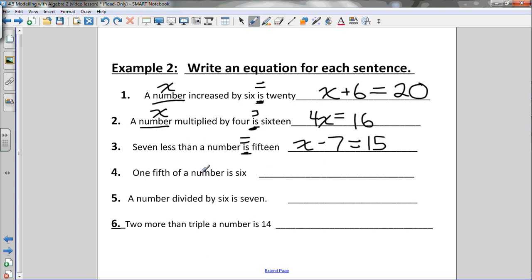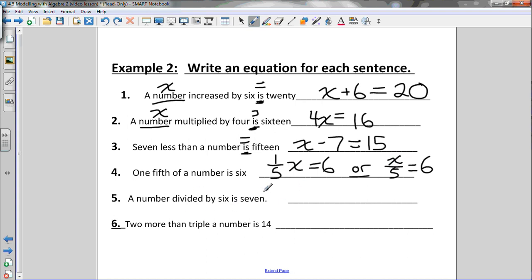Number 4, 1/5 of a number is 6. I can do this a couple ways. I could write this as 1/5 of a number. I don't know the number, so I use x. So 1/5 times the number is 6. I could write it like that. Or I know that to find a fifth of a number, I'm just dividing it by 5. So you could write it as the number divided by 5 is equal to 6. Either way is acceptable. Multiplying a number by a fifth or dividing a number by 5 is the same thing.